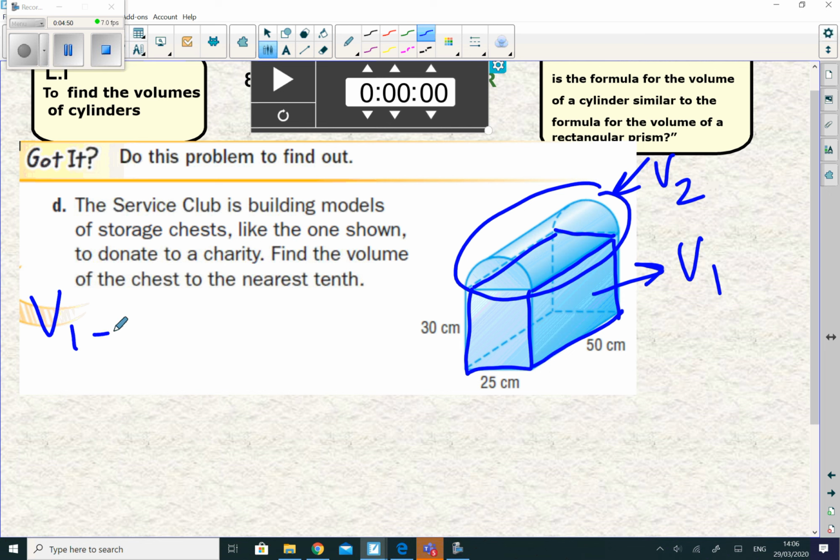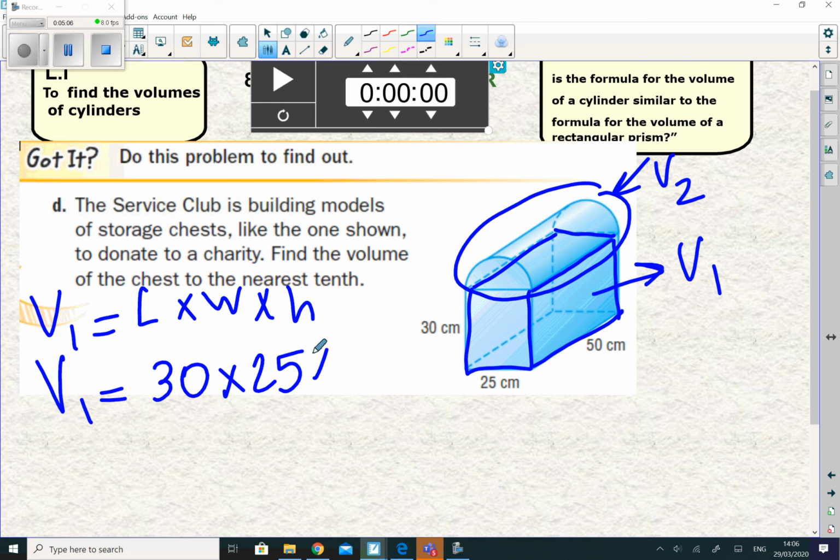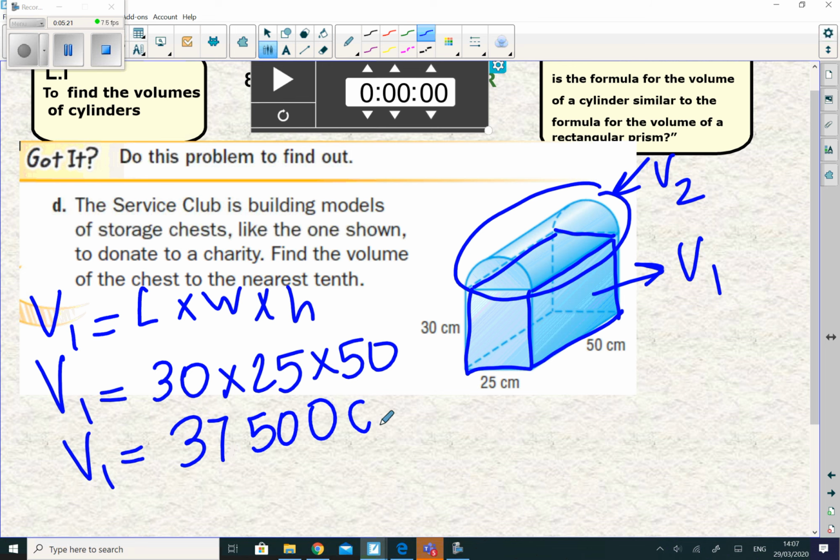Volume 1 is going to be so easy. As we know before, volume is length times width times height, right? That's the volume of any prism. So volume 1 will be equal to 30 times 25 times 50, which is equal to 37,500 centimeters cubed. And that's the first volume.